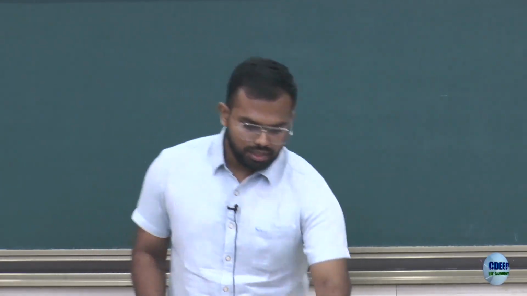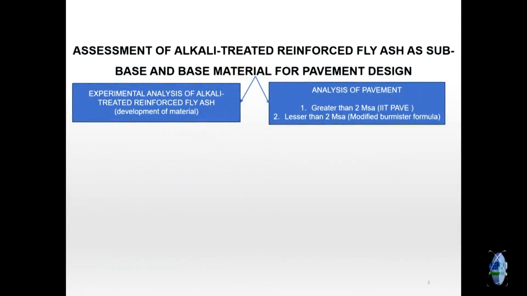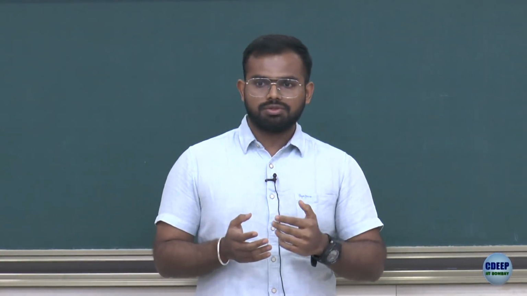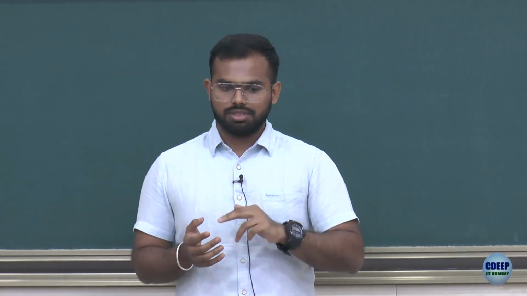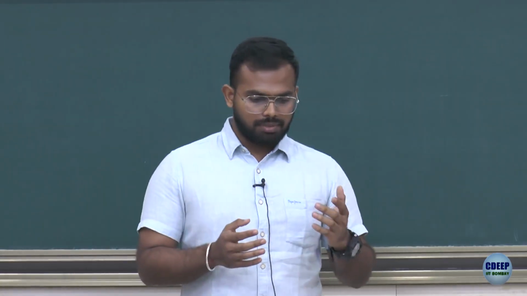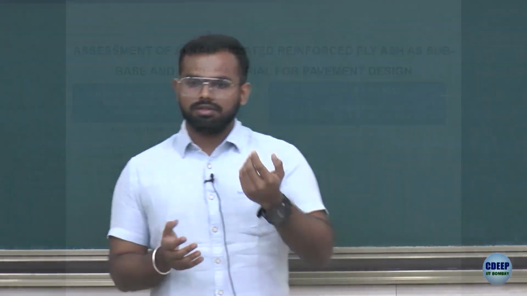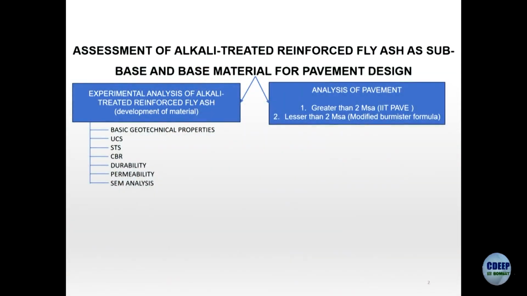What I am trying to do is, firstly, some experimental tests, and from those results I am trying to make a model of the road pavement using IITPAVE software. It is basically divided into two parts: whether the traffic volume is greater than 2 MSA or less than 2 MSA. There are two different approaches to deal with it. So firstly, coming to the experimental part, the most basic thing is the geotechnical properties of the fly ash that I use.